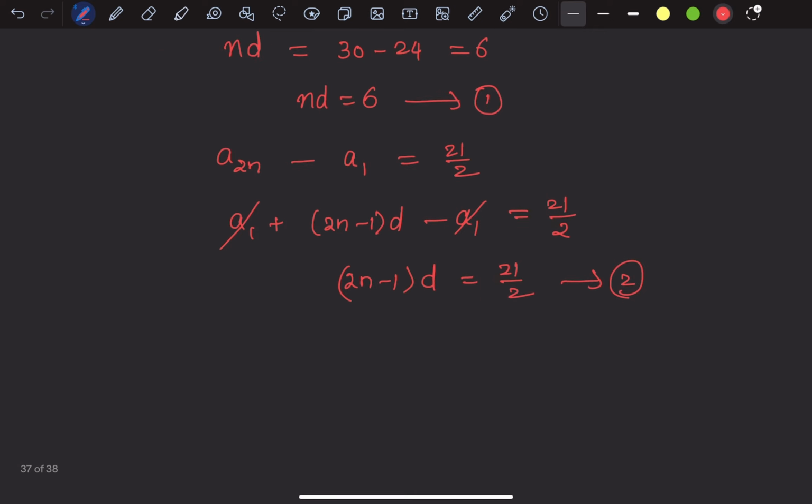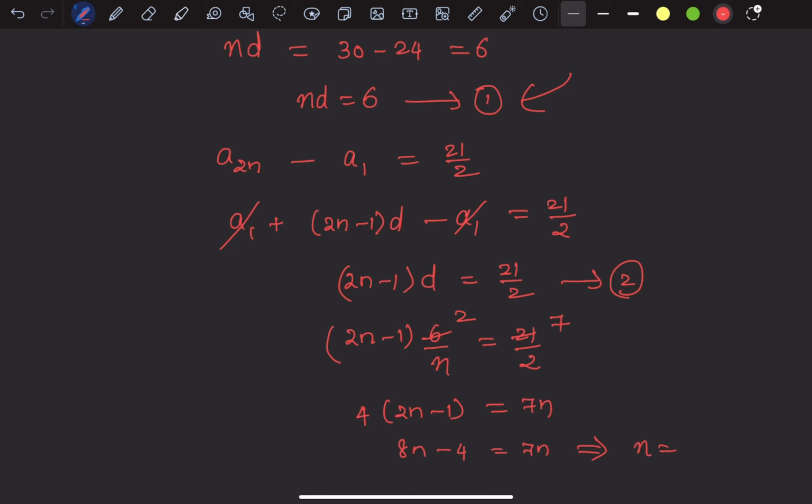So now you have to find out the value of n. So d is 6 upon n from this particular equation. Alright. So if you cross multiply, so this is 3 2 6 and 3 7 is 21. So you'll get 4 multiplied by (2n minus 1) is equal to 7n. So 8n minus 4 is equal to 7n. This implies n is equal to 4.